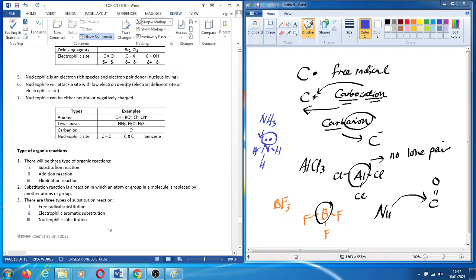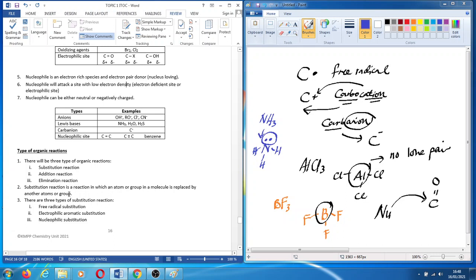There will be three types of organic reaction. That is substitution reaction. You know what is meant by substitution? Substitution means tukar ganti, substitute. And then addition reaction, tindak balas penambahan. Elimination reaction, eliminate, singkirkan.